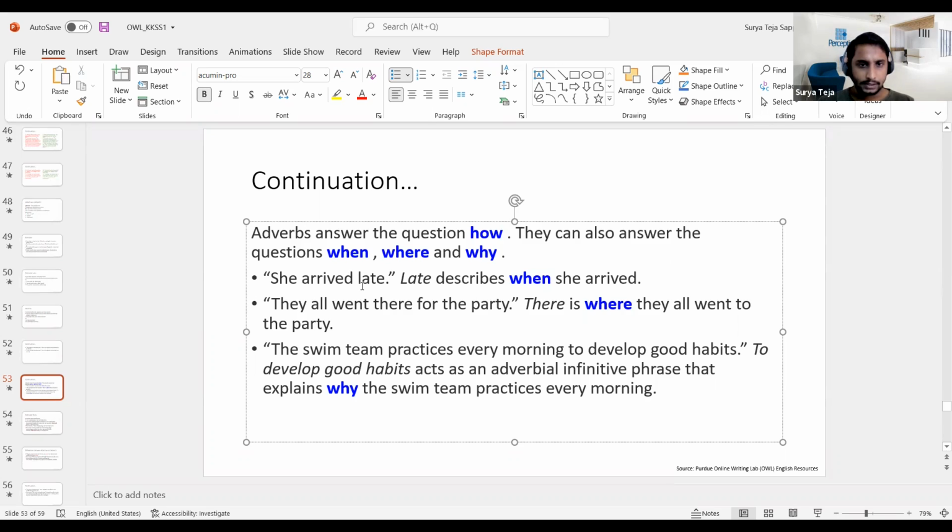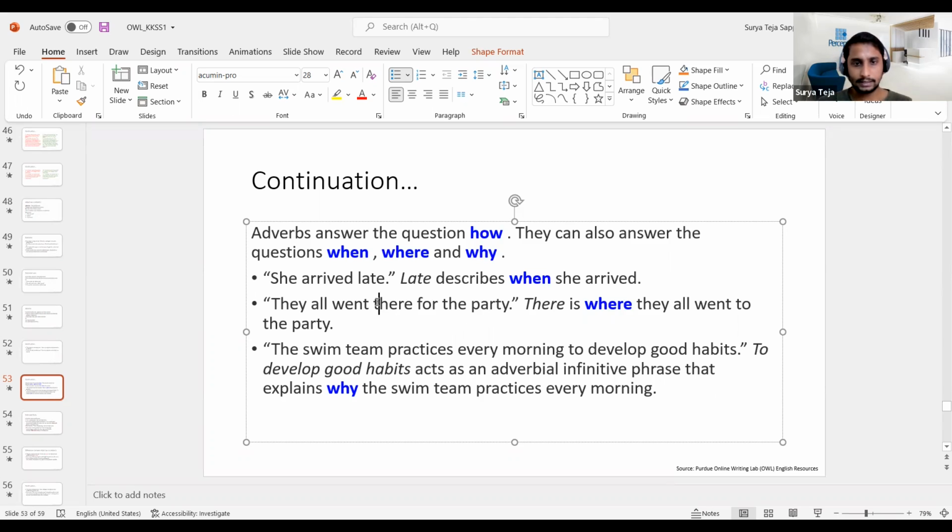Verb. "It is so late" here is an adverb. And if you see the second sentence, "They all went there for the party." But the question is, where did they go? You could simply say they all went to the party, but they all went there for the party.